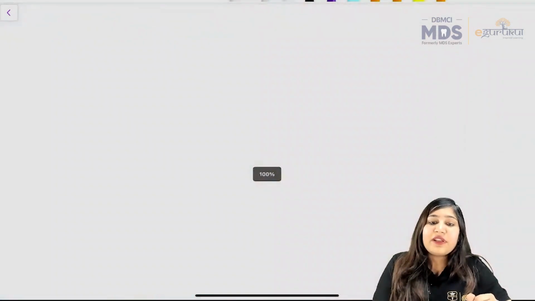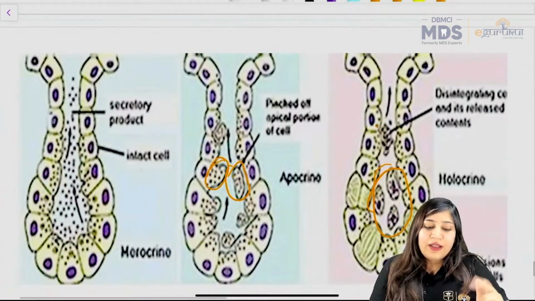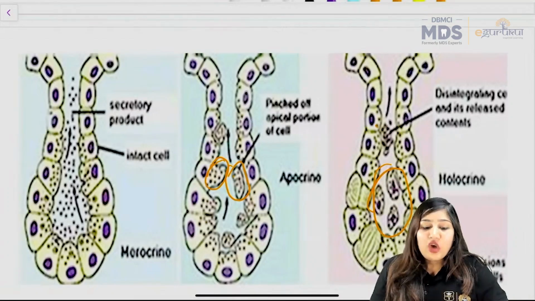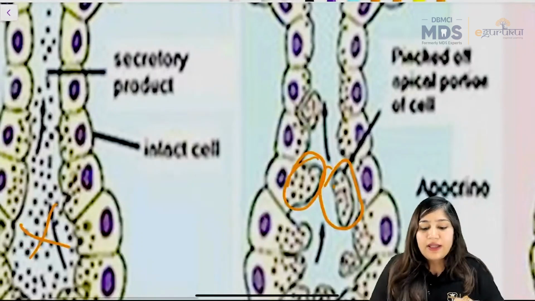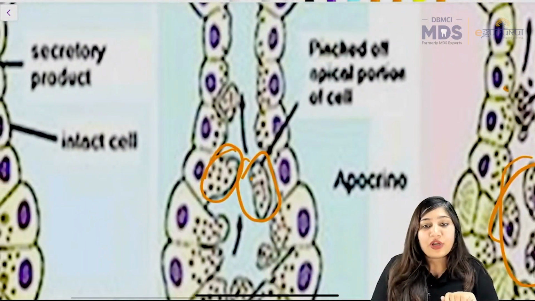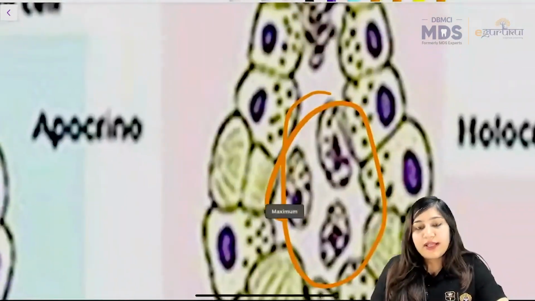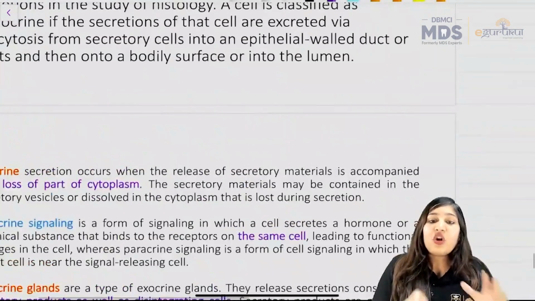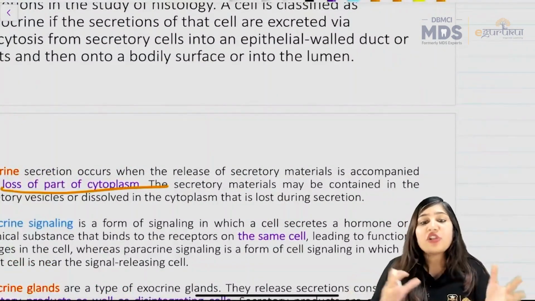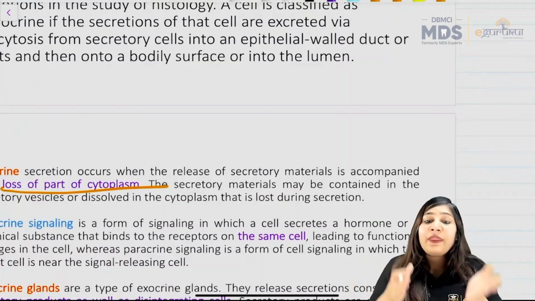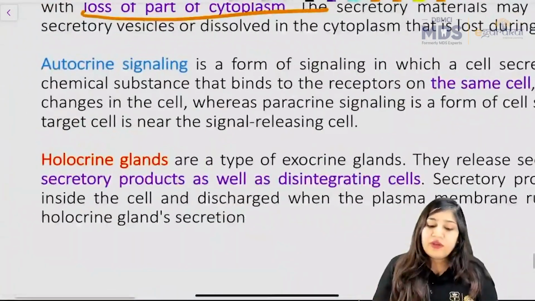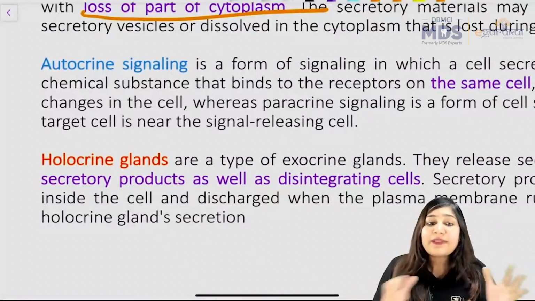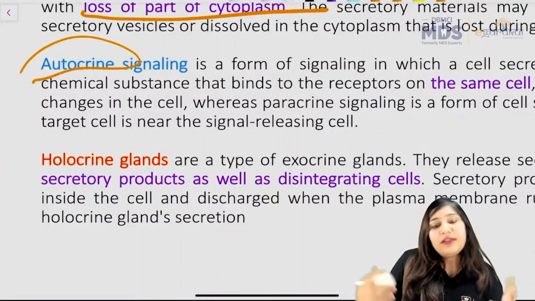So this is the difference between merocrine, apocrine and holocrine. Merocrine, no cell damage, cell intact. Here only the apical portion of the cell, apocrine. And holocrine, the whole cell you can easily appreciate in the secretion. Autocrine and paracrine. Autocrine is usually secretion of hormones or chemical substances which act on their own receptors. They bind to the same cell's receptors. Paracrine acts on the neighboring cells.